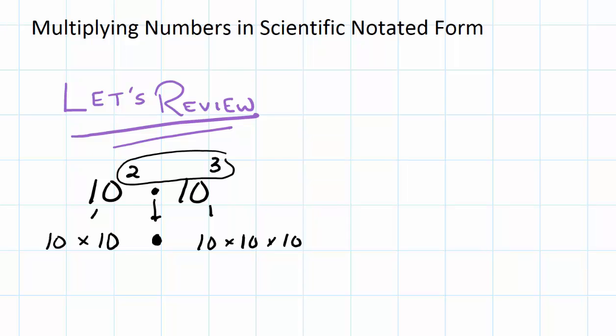Well, we're multiplying the same number over and over, and we're actually multiplying it 5 times, as you can see. And so instead of writing this out as 10 times 10 times 10 times 10 times 10, we're able to combine the exponents and just say, hey, we're multiplying this 10 5 times, so we write it as 10 to the 5th.